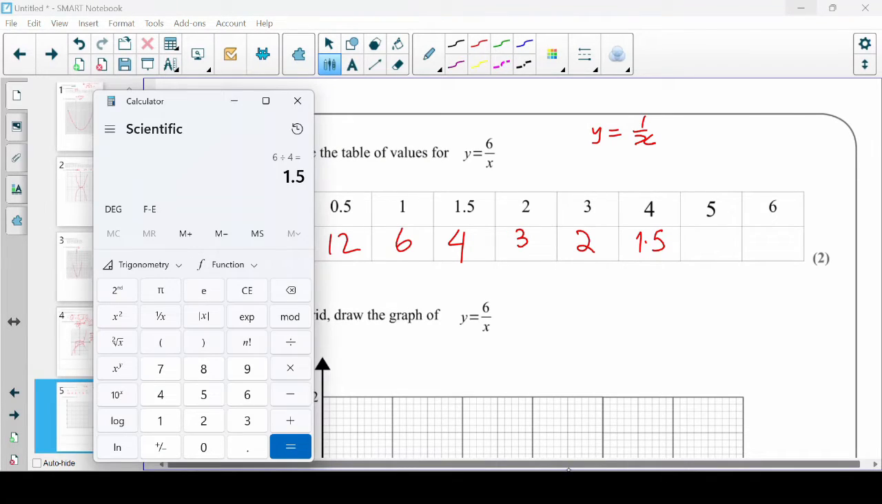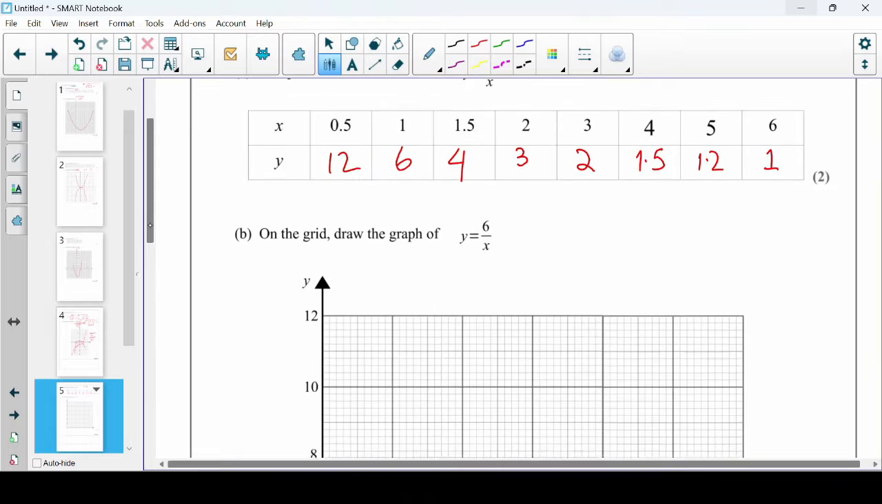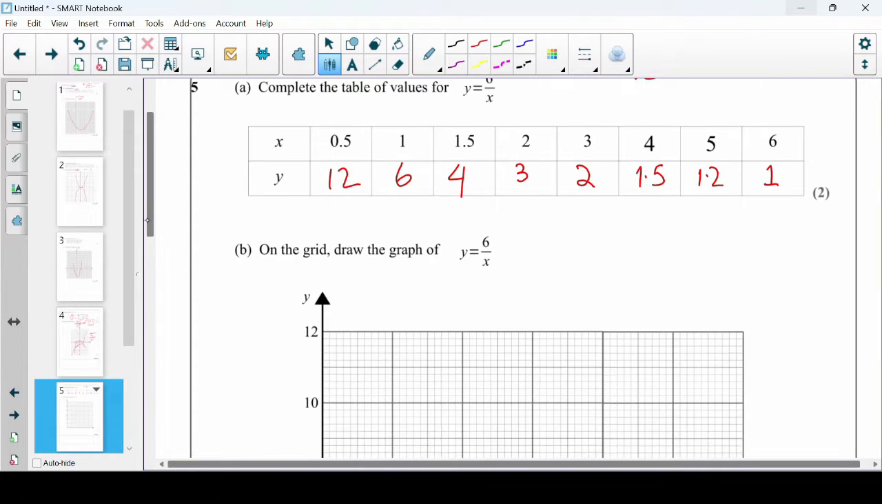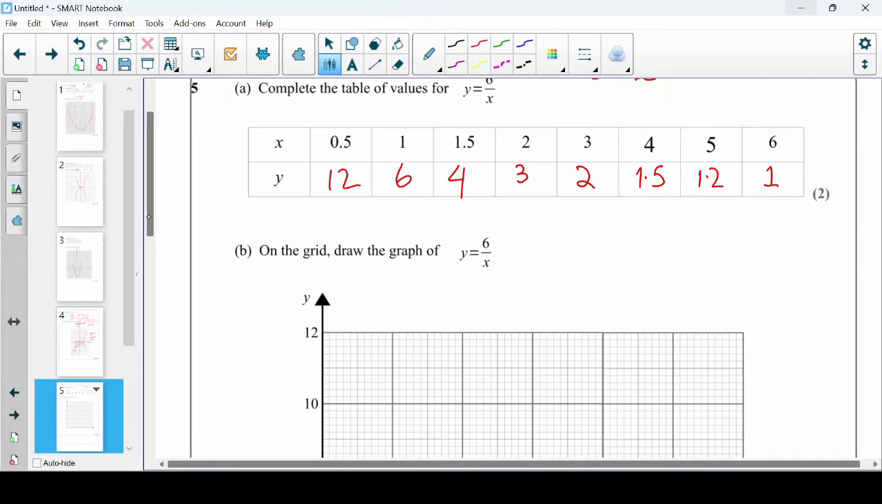And when we divide 6 by 5, it should give us 1.2, and 6 divided by 1 is 6. So these are our values, and we plot these values and see how these values behave.